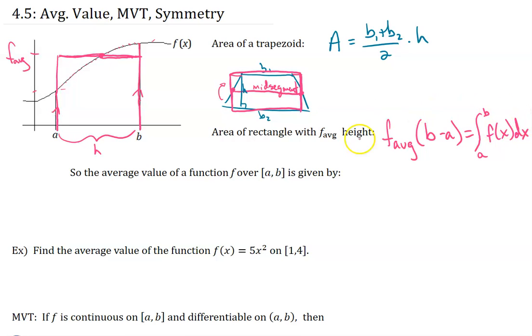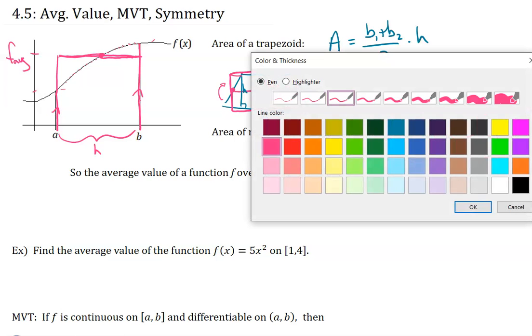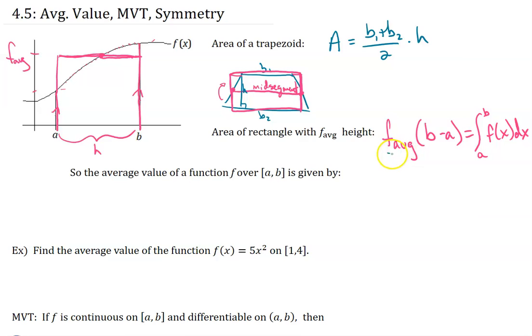Okay, so taking this equation, if I want to solve for the average value of the function, then what I'm trying to do is isolate this piece right here, meaning I need to divide both sides of the equation by b minus a. Okay, so that tells me that the average value is equal to 1 over b minus a times the integral from a to b of f of x dx.